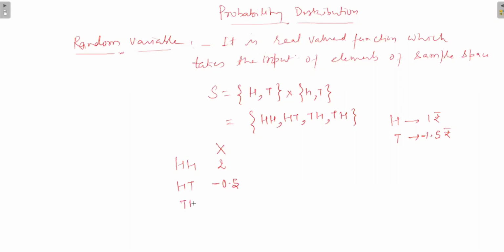Then the third one is TH. Again, the same thing would happen: minus 0.5 rupees will be lost. And the last one will be TT. In this case, there will be a loss of 3 rupees. So now this is my random variable. It takes an input of the elements of the sample space and gives you a value which is a real number. So this is what will be called my random variable.